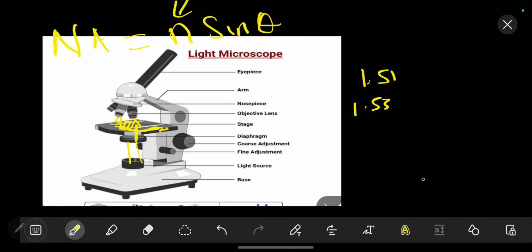So if the microscope gathers more light, that means there will be better clarity, which is in this case our resolution. So numerical aperture may be increased by applying immersion oil. By applying immersion oil, you directly increase the resolution.